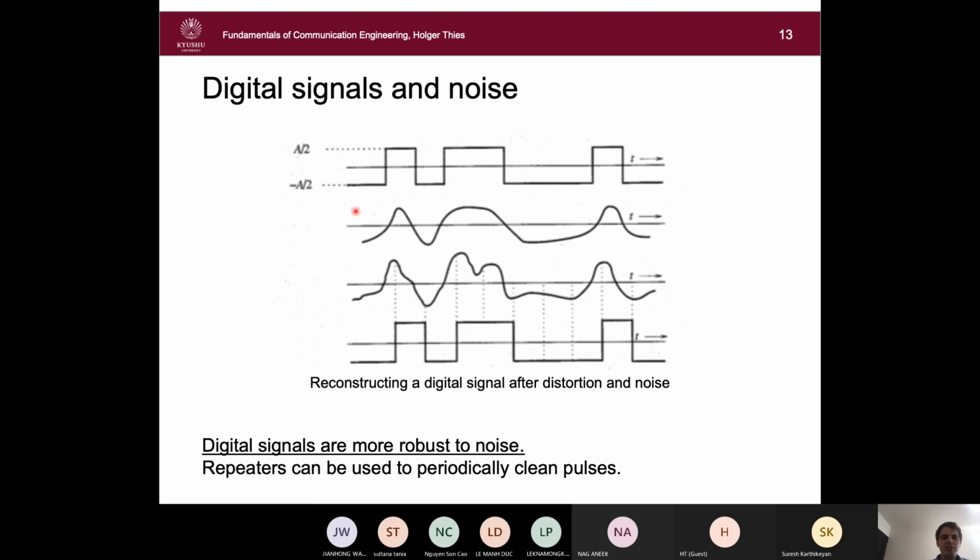If we look at a digital signal like this, a digital signal only takes certain values. For example, this is a binary encoding, so it can only take two different values. It takes values of minus the amplitude or plus the amplitude, and there's always some large distance between one value and the other one.